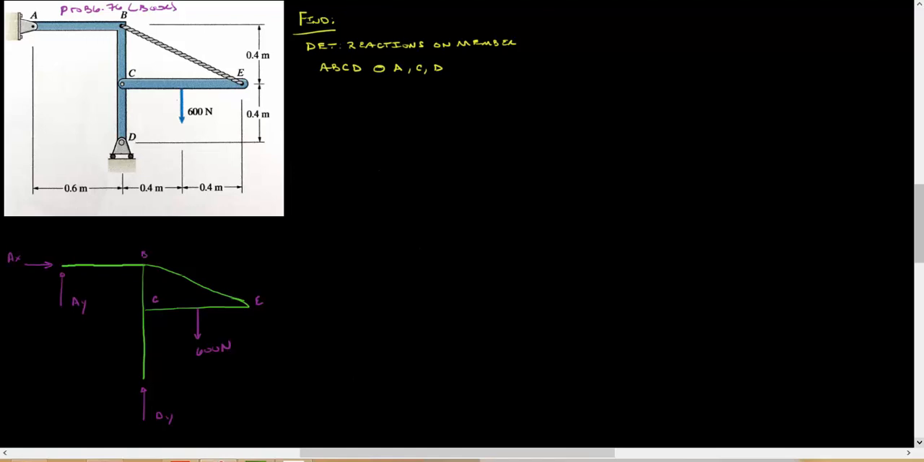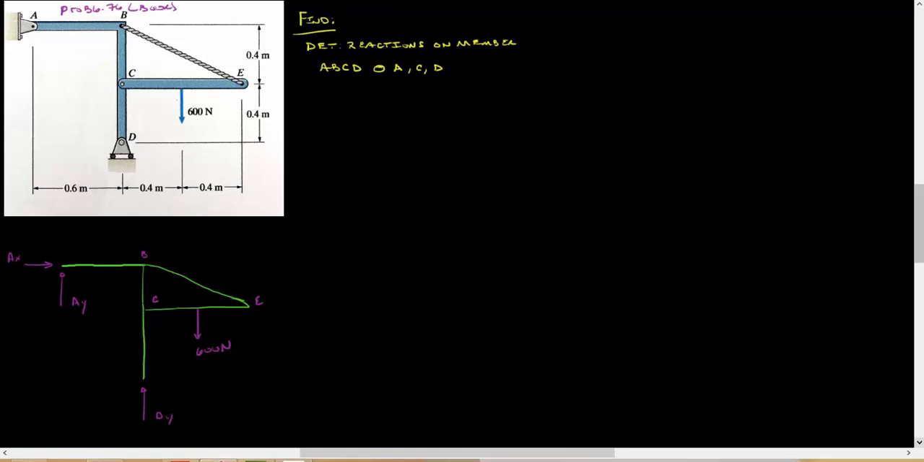So if I'm looking at this, I'm going to be looking at the actual dimensions up here just to save time. But we could look at drawing all of the distances on our frame here for our free body diagram. But again, to save time, I'm just going to move on quickly.